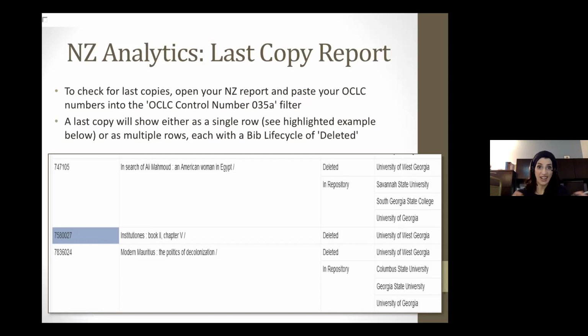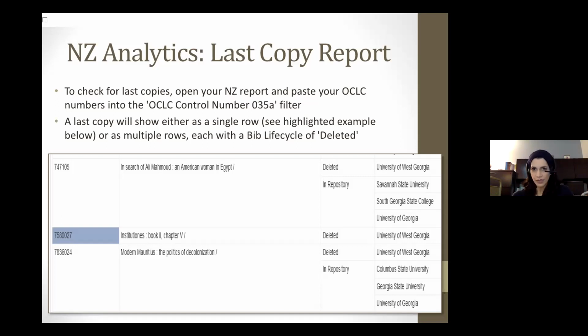In other words, they don't have that bib record in their catalog, which is a proxy for they don't own it. So this is what to look out for, a single row that just says deleted and then your institution name. The other thing to be careful of is if you have the single row with your institution deleted, but then there's only one other institution that has a bib in their repository. I would check that out in Alma just to be on the safe side.